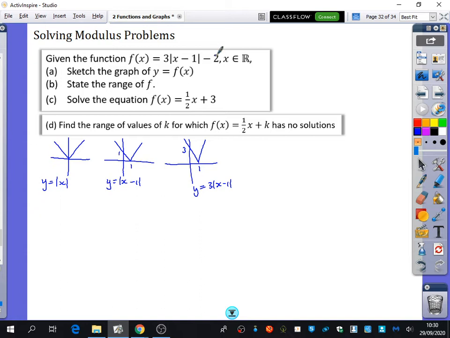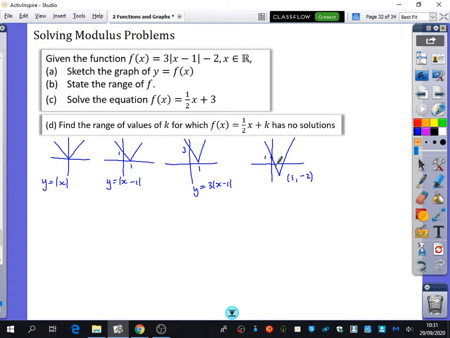My last one has got the subtract 2 at the end, which means what? What's the subtract 2 at the end of the whole function? Moving down 2, because it's not affecting the x, it's affecting the overall y. So it's now going to shift down 2 spaces. So if it's shifting down 2 spaces, it's no longer going to cross at 3, it's going to cross at 1. And it's still going to be that kind of spiky shape, like this. And we can probably say what the coordinate of this spiky bit is. The x coordinate is 1, the y coordinate is minus 2, because it's shifted down 2.